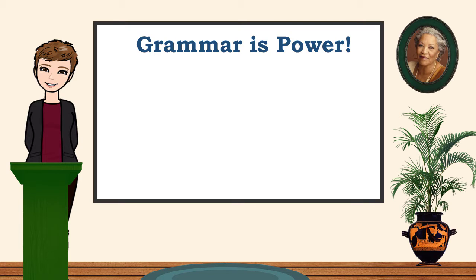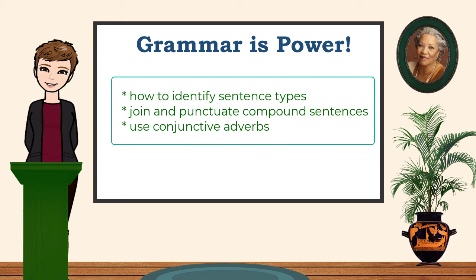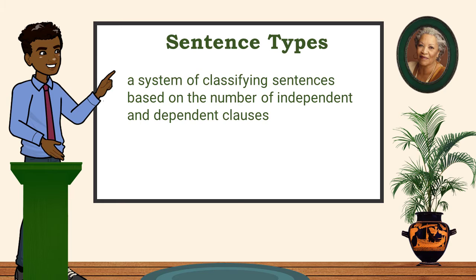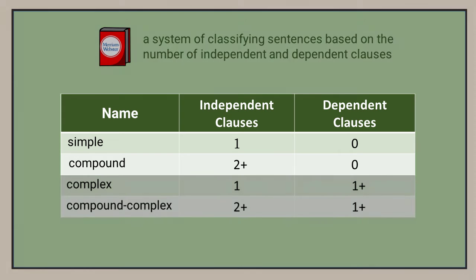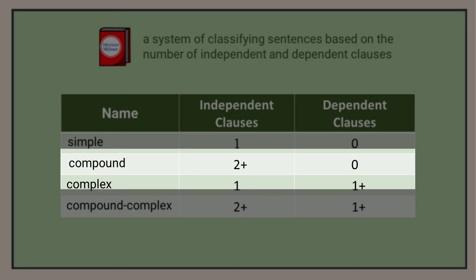In this second of a two-part series, we'll review how to identify sentence types and additional strategies to join and punctuate compound sentences correctly. We'll also review conjunctive adverbs. We're talking about sentence types, how we classify sentences according to the combination of independent and dependent clauses they have. The previous video reviewed simple and compound, so we'll pick it up with complex.